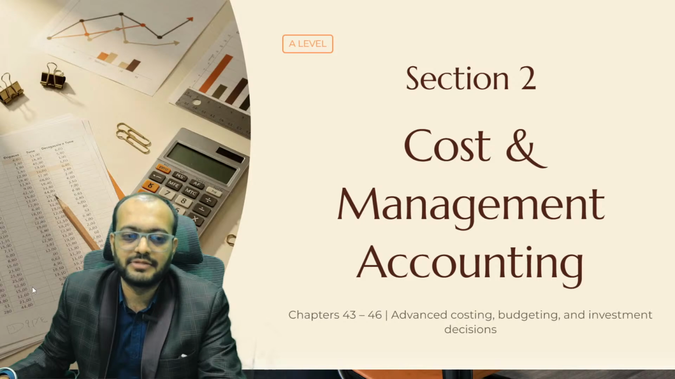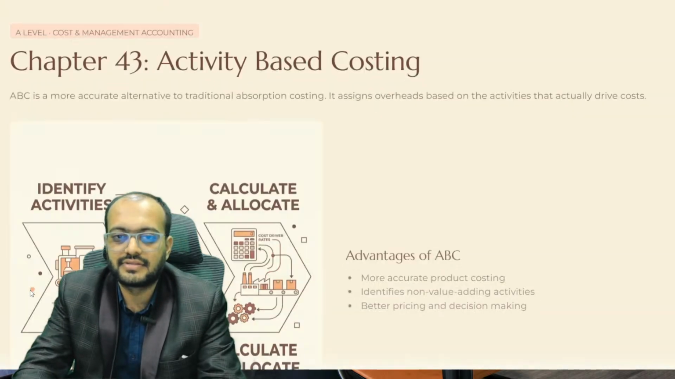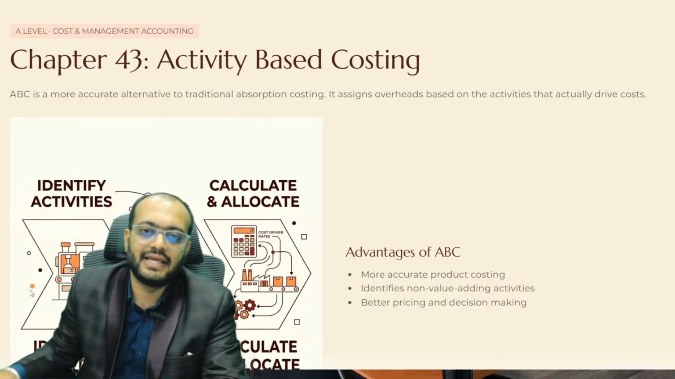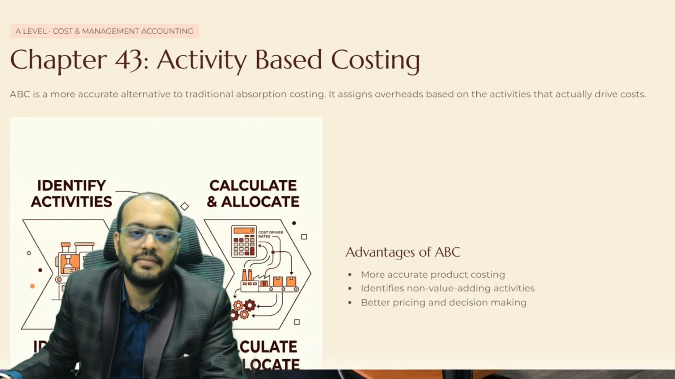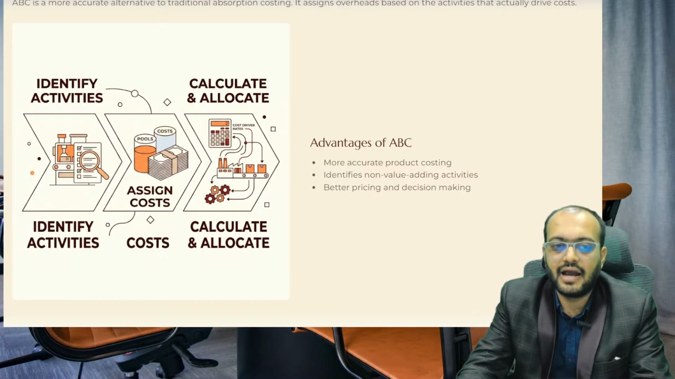Now coming to the point of cost and management accounting. Let's see which topics are included in this section. Chapter number 43, ABC, that is activity based costing. This is one of the ways of doing costing. We have to identify the activities which are more important and which are less important, and accordingly do the accounting. So this is ABC, activity based costing.